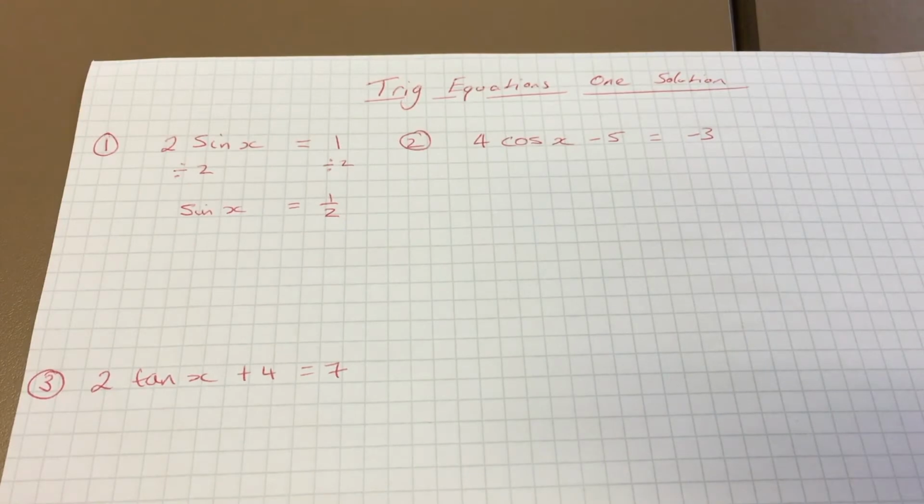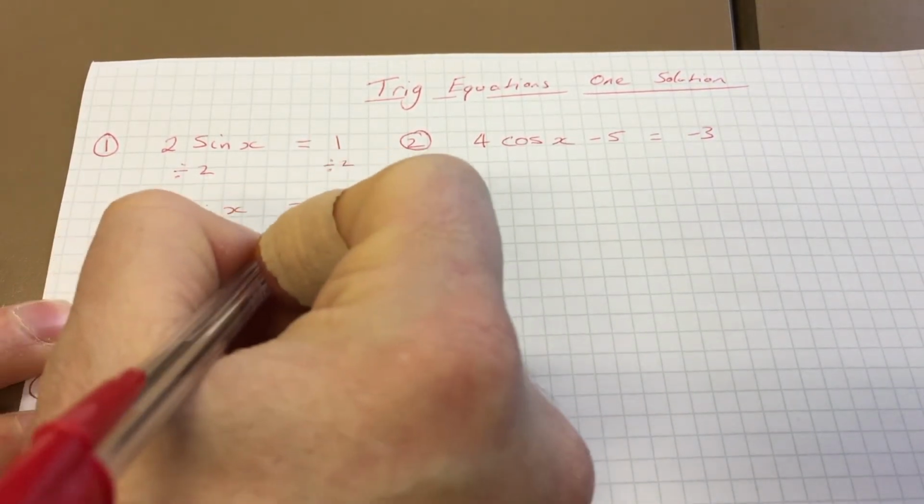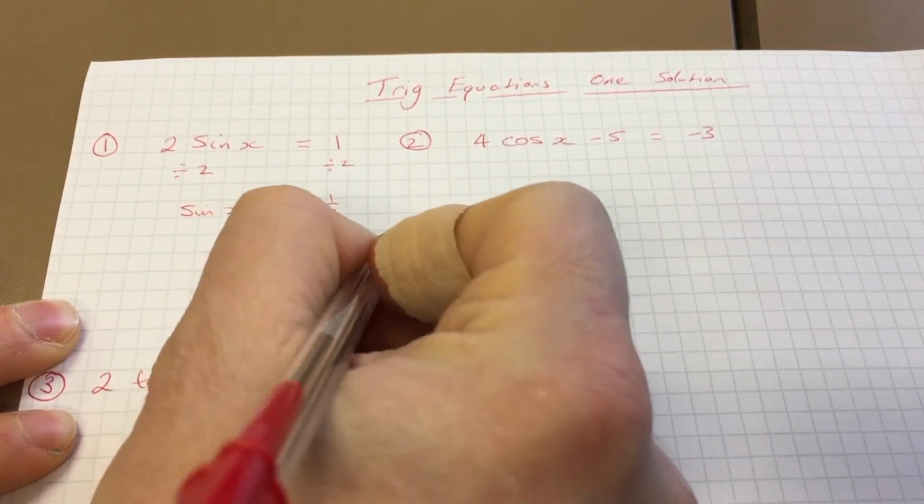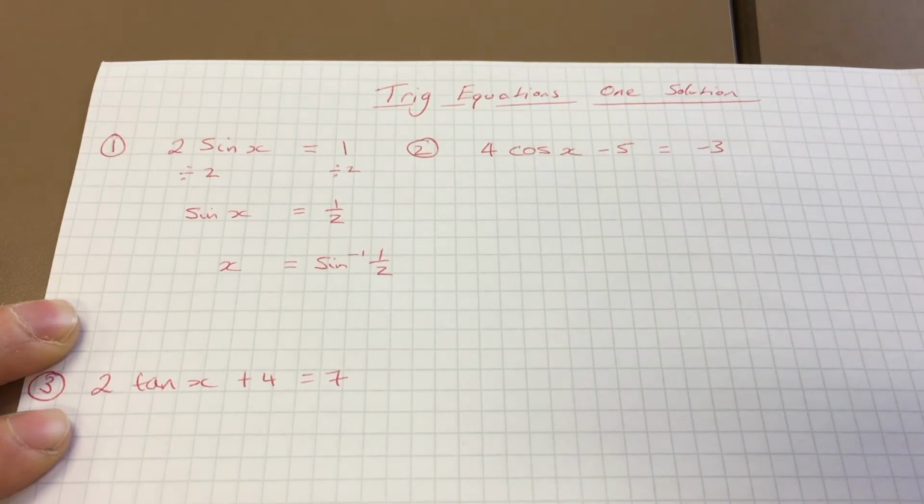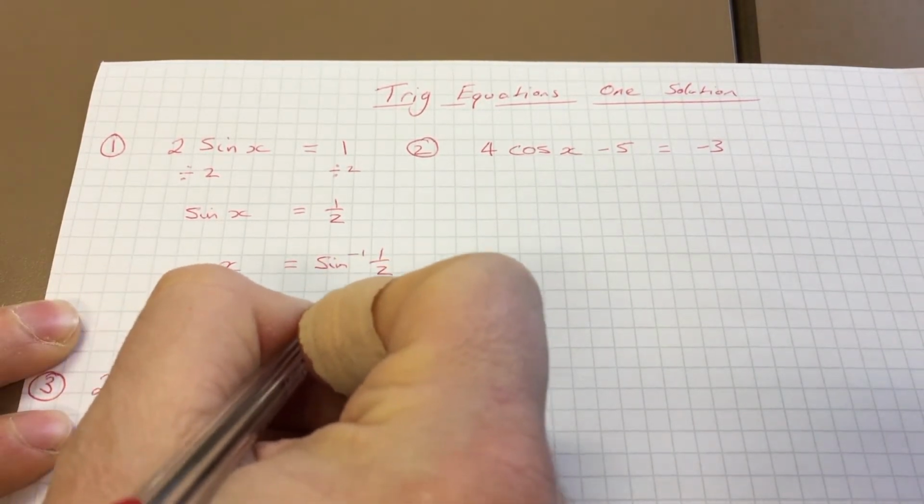And from the last video, you now know that you take the inverse of both sides. And we then got sine to the negative 1 of 1/2. And if you watched the last video, you'll know that x therefore equals 30 degrees.